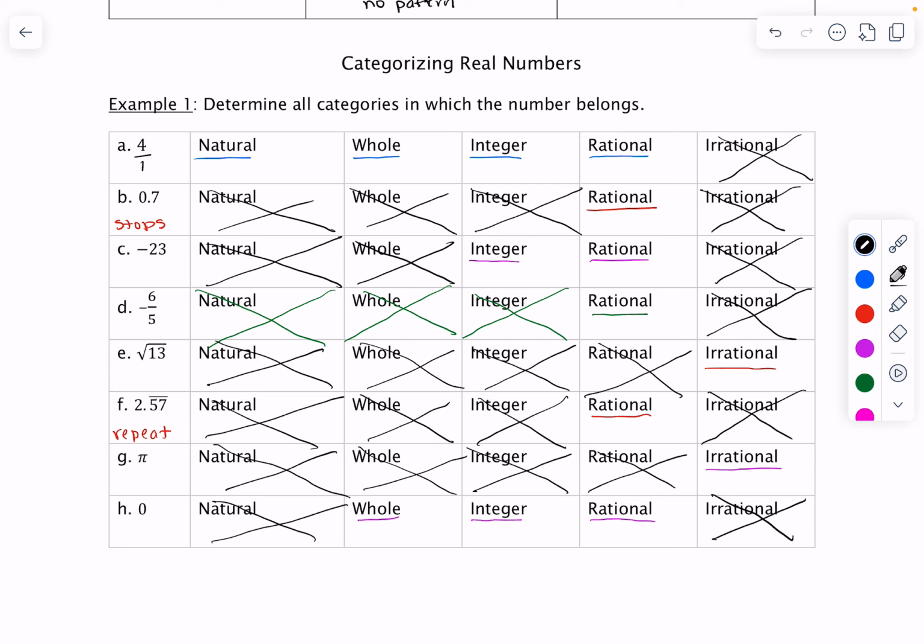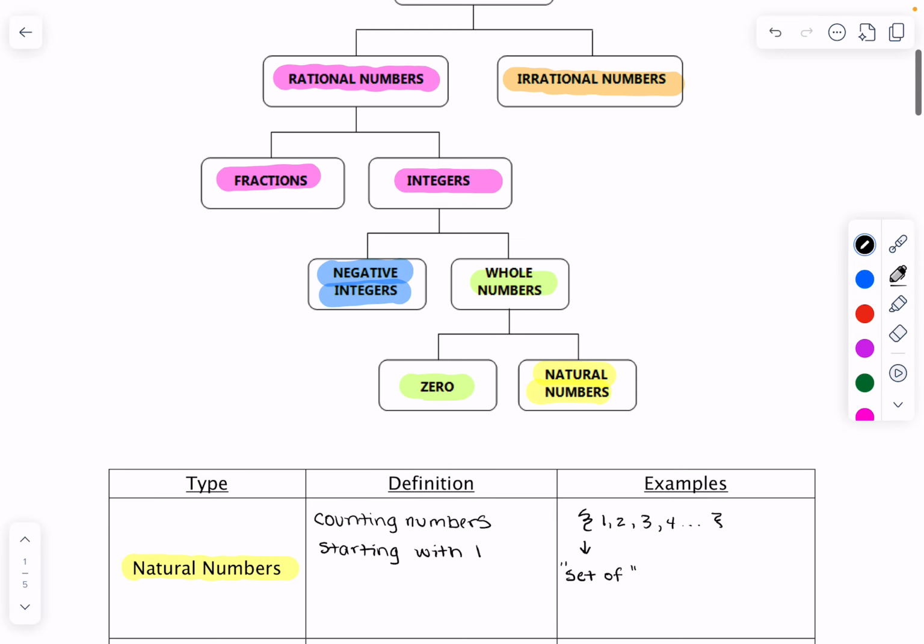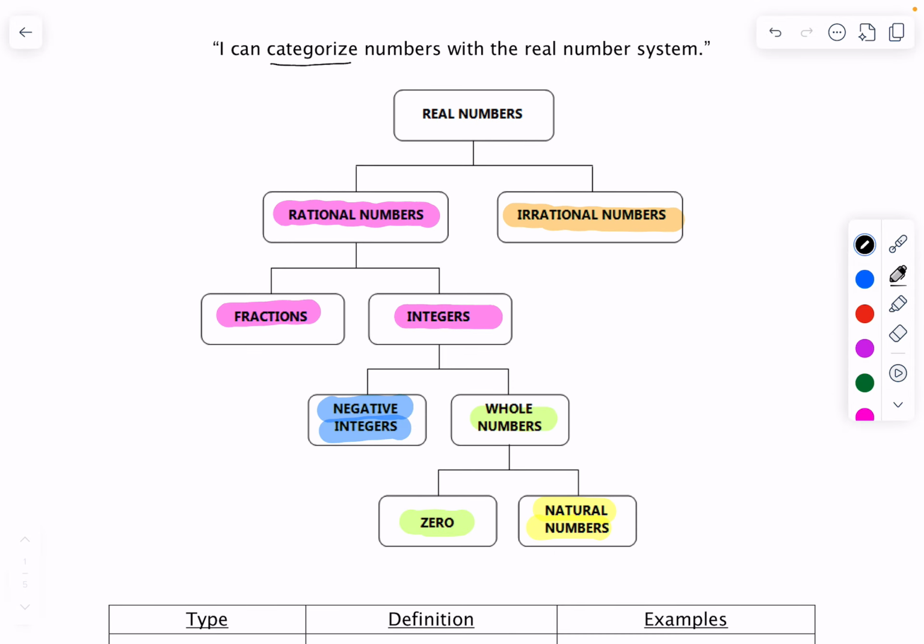So this is sort of the skill I want you to have here in this lesson. I want you to be able to look at a number and categorize it and also understand what different categories they fall into in this flowchart. So I'm going to go back up to this flowchart to end the lesson. Being able to understand that all real numbers are the numbers we're working with this semester, and we have ways that we can sort them.